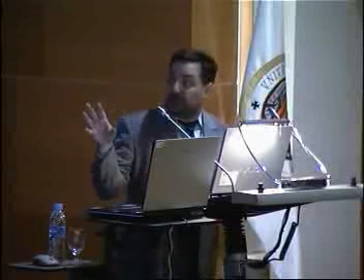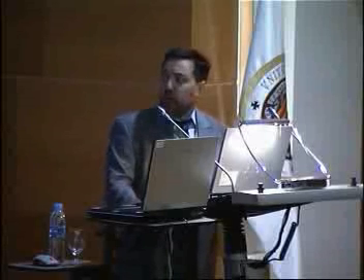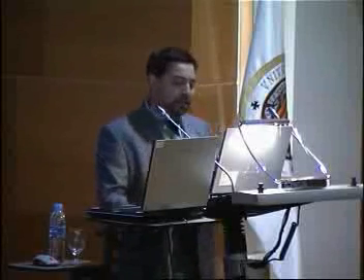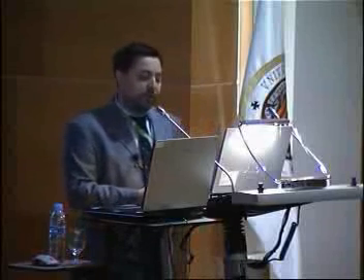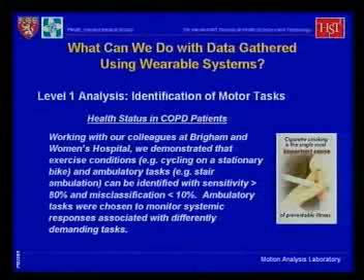So in the first area of projects, which I'm not going to describe just for the sake of time, as I mentioned, we are interested in identifying essentially the motor tasks that people are engaged in. One example is the one illustrated in this slide, in which we are monitoring activities in patients with chronic obstructive pulmonary disease. This is a project that we managed actually to get sponsored by Intel, just for the sake of disclosure.